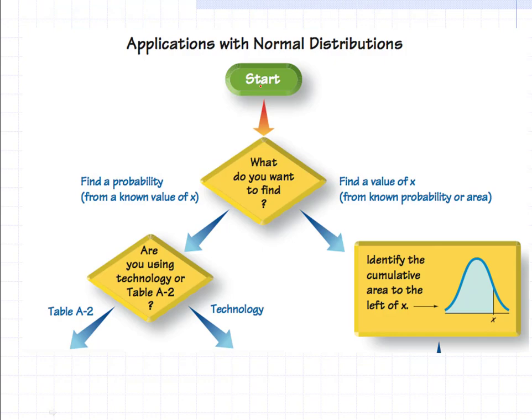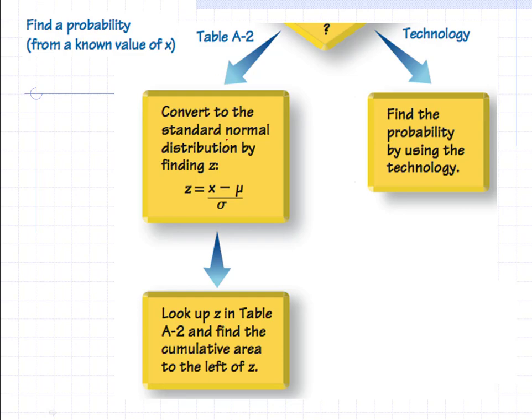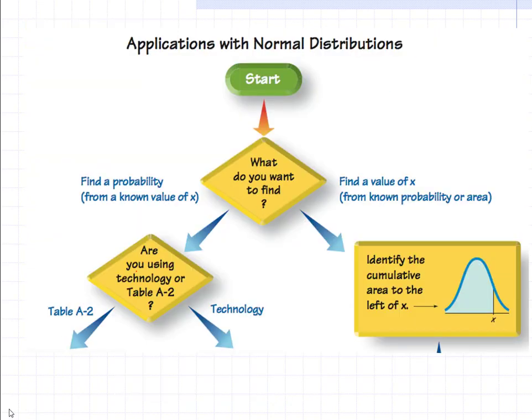So how do we know what to do? We're going to look at what we want to find. If we want to find the probability, we're going to use the table or technology. If we use the table, we're going to convert it to a z-score, and then we're going to look it up in the table and find the cumulative area to the left. If we're going to use technology, we'll use the technology.